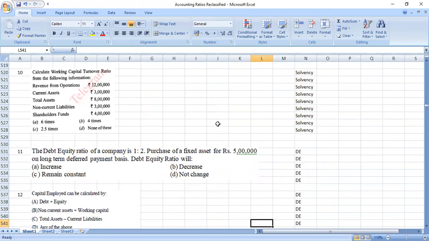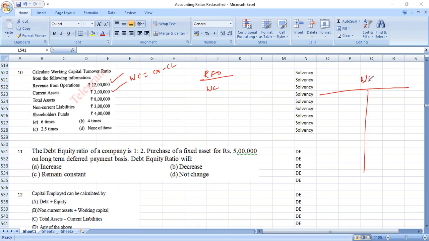Calculate working capital turnover ratio from the following information. Nice. Working capital turnover ratio is not part of solvency ratio, so I don't know why I put it here. Anyway, as the question is there, let's just solve it. Revenue from operation divided by working capital. If revenue from operation is not given, then cost of revenue from operation. So revenue from operation is given, 12 lakhs. Working capital we need to find out. They've given current asset. Working capital is current asset minus current liabilities. They've given current asset, but current liabilities is not given. Instead, they've given a lot of numbers.